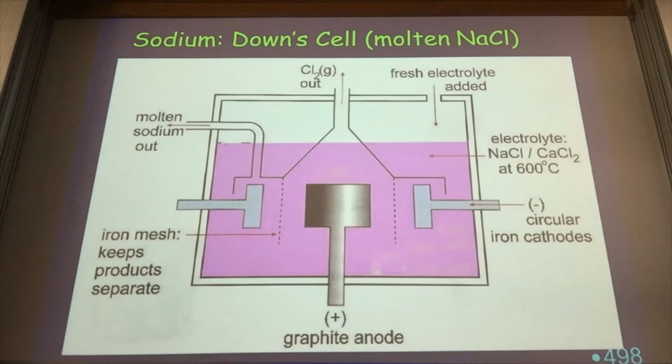Now, that is separated from a couple of iron cathodes. Now, the iron cathodes are where sodium ions are reduced to sodium metal. That sodium metal has low density, it floats up and gets pumped out as a liquid. The chlorine gas at the anode, of course, is a gas, so it just bubbles through and is collected as a gas. Constant fresh supply of electrolyte.